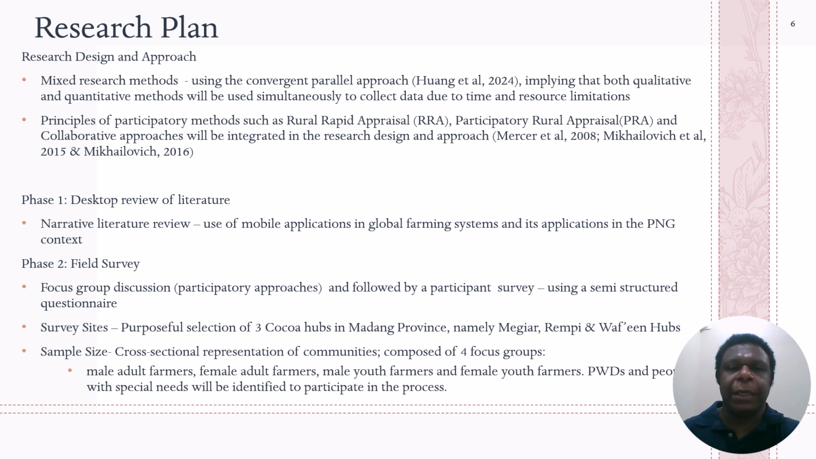And people with disabilities and other people with special needs will be identified and also encouraged to participate in the process.